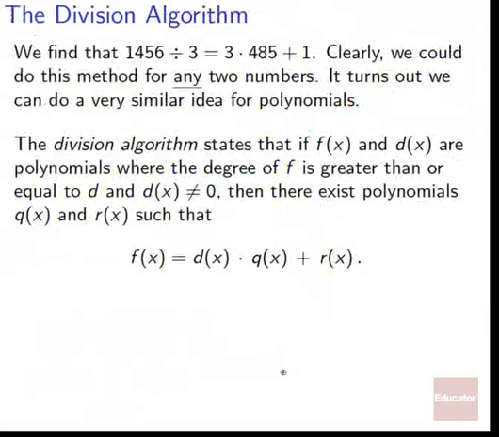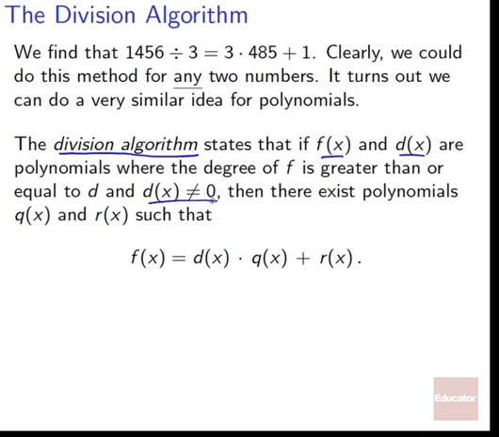Why does that matter? Because we're now going to want to be able to express it in a more abstract, interesting way where we're talking not just about real numbers, but being able to talk about polynomials. So we found that 1,456 divided by 3 became 3 times 485 plus 1. Clearly, we can do this method for any two numbers, and it turns out we can do a very similar idea for polynomials. We call this the division algorithm. It says that if f of x and d of x are both polynomials, and the degree of f is greater than or equal to d, that is to say f is a bigger polynomial than d, and d of x is not equal to 0.